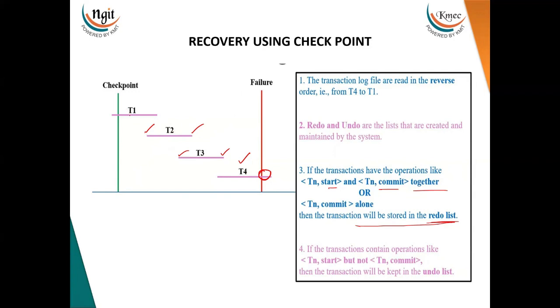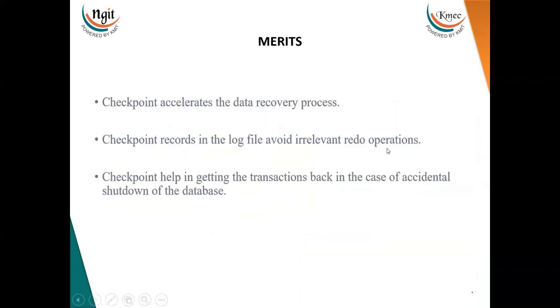And coming to T1. Transaction T1 has no start, but it has committed successfully. So which list will it fall under? It will fall under the redo list again. So this is what we have discussed previously.